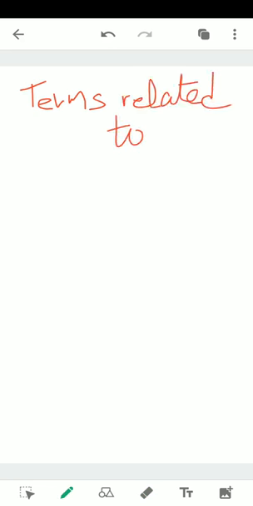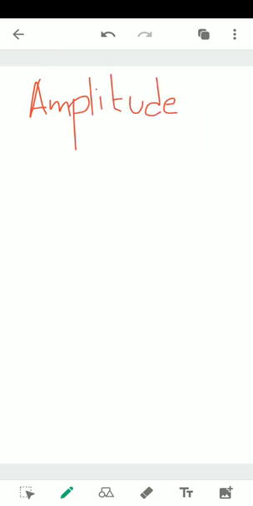So let me just write the terms related to a wave. Let us try to understand one by one. First is something called amplitude. So what is amplitude? Let me just take one wave.